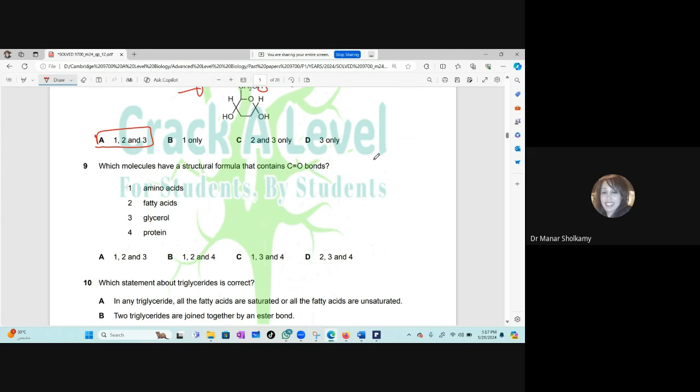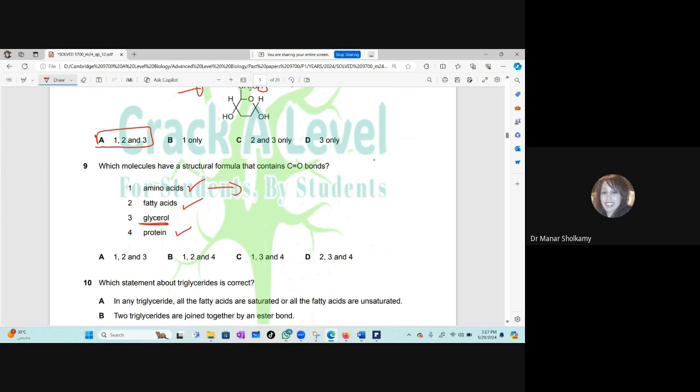So the amino acids have, yes, correct. The fatty acids too as well. Yes, true. Okay. And the protein. Yes, correct. Perfect. Amino acid, yeah. Not the glycerol. The glycerol is a polymer made up of alpha glucose, and the alpha glucose, these are rings and they do not have a carboxylic acid group.